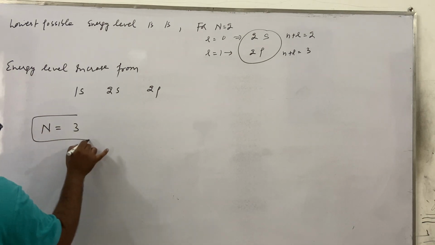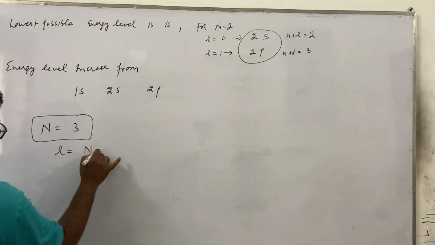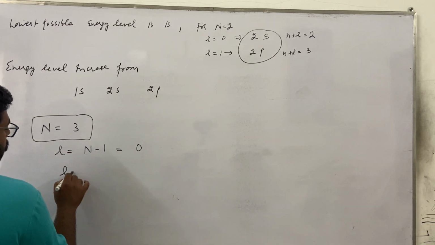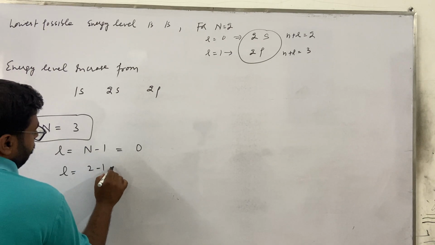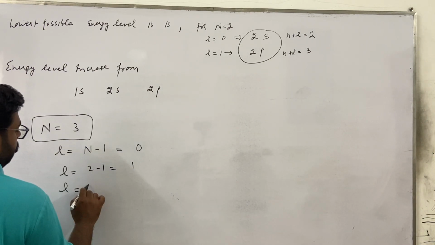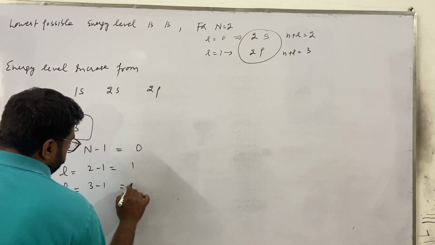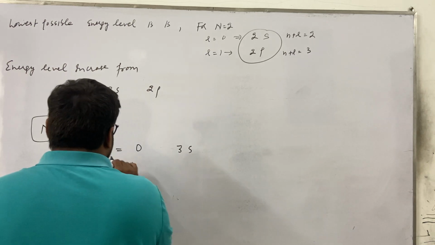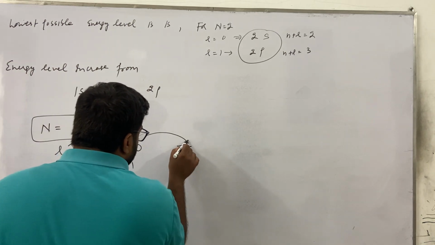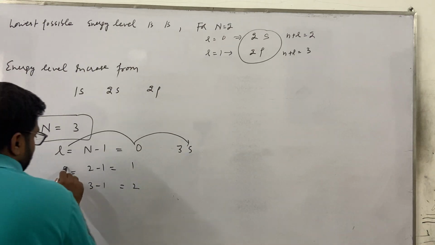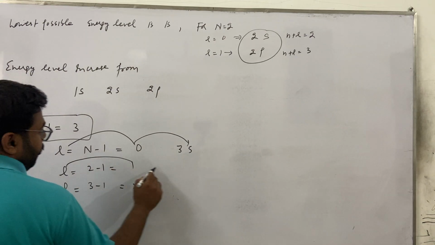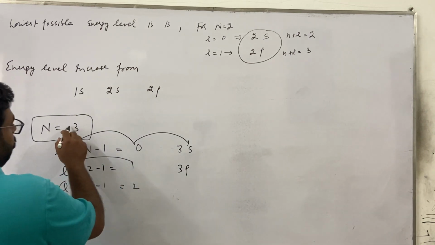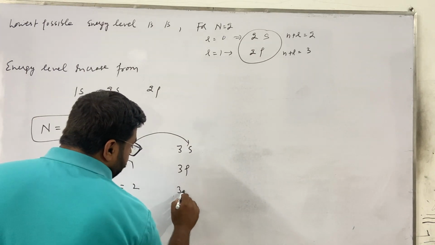For n is equal to 3, the value of L will be up to n minus 1. Firstly we put n is equal to 1, we get L is equal to 0. Then we put n is equal to 2, we get L is equal to 1. Then we put n is equal to 3, we get L is equal to 2. So n is equal to 3 and L value 0 represents 3s orbital. L value 1 represents 3p orbital. Then n value 3, L value 2 represents 3d orbital.